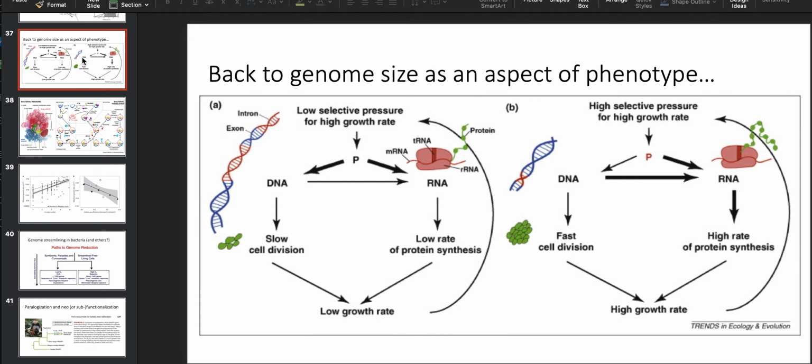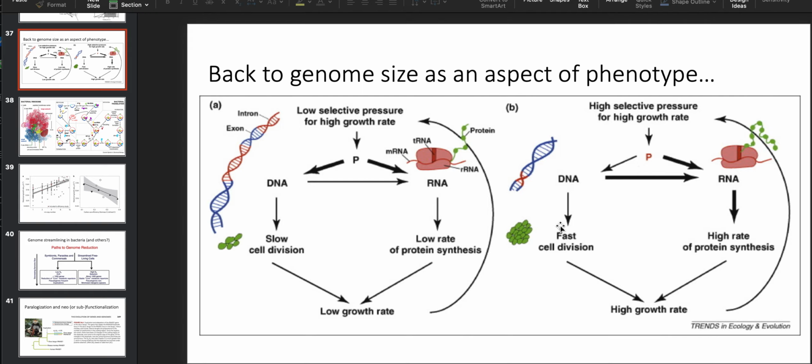And so in general, if you think about different trade-offs between phosphorus requirements and growth rate, if you have really high selective pressure for high growth rate, there's a couple of different routes to that. You can reduce the exon count in your DNA. You can reduce the intron count in your DNA. Or you can up your ribosome count and increase the rate of protein synthesis. So there's kind of different routes to the same thing.